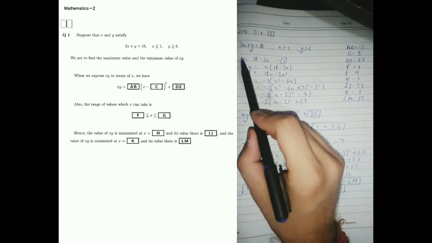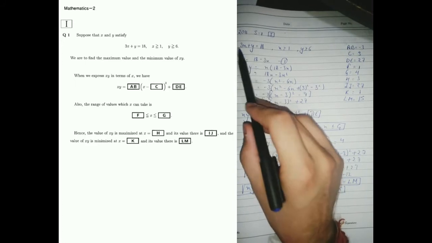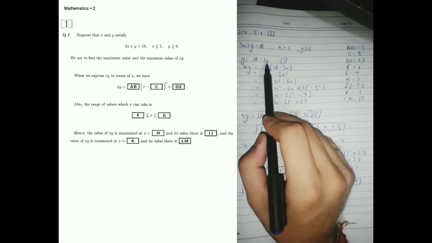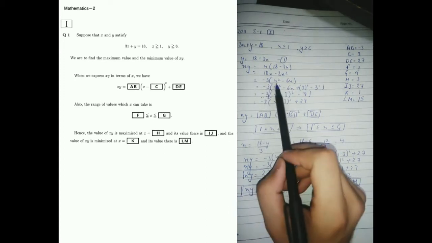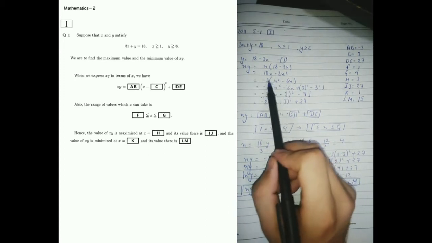So we'll find xy by getting the value of y from this equation. So as you all can see, y is equal to 18 minus 3x. So this is equation number 1. So xy will be multiplying x into this y. x into 18 minus 3x. So 18x minus 3x square. We'll take out common minus 3 from here. Now it comes out to be x square minus 6x.